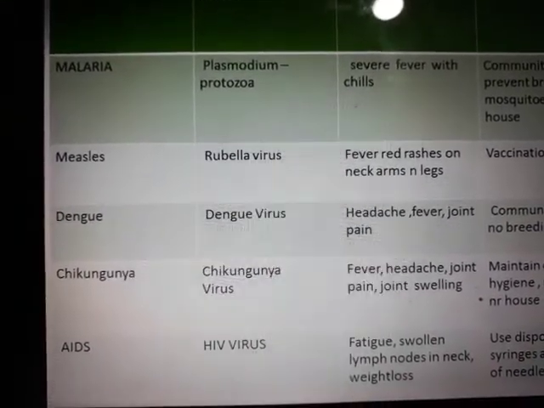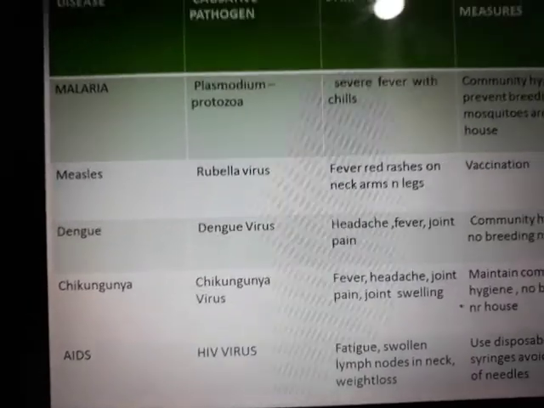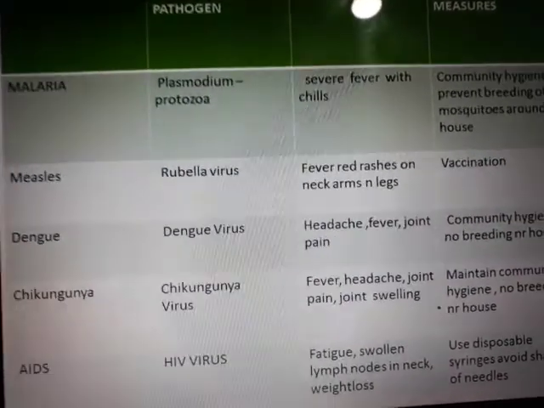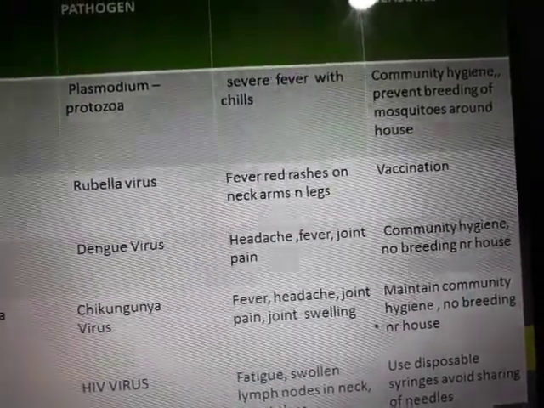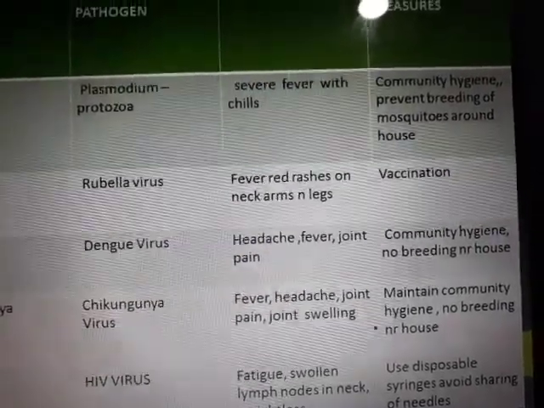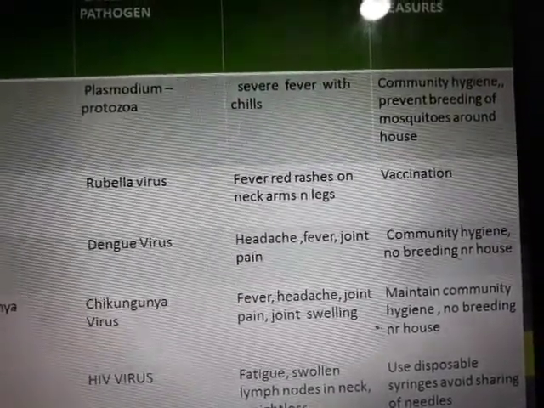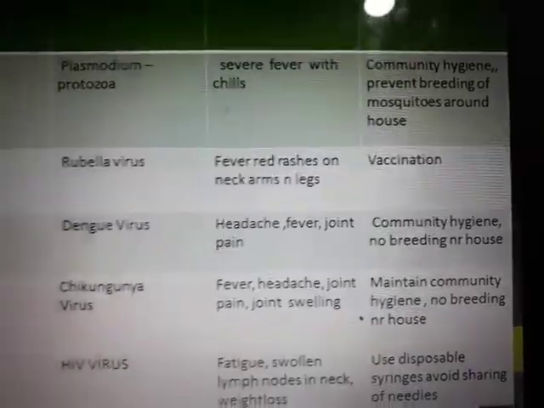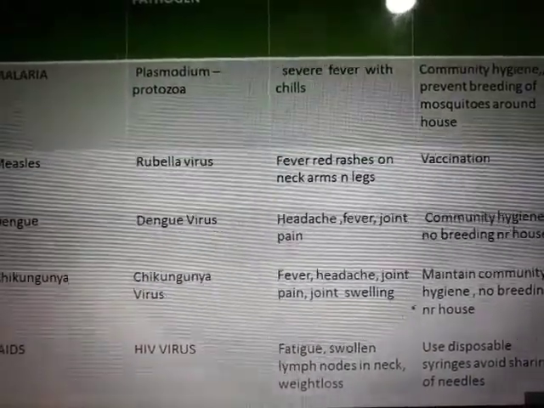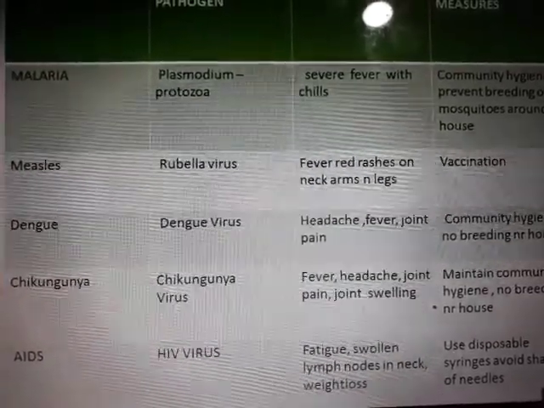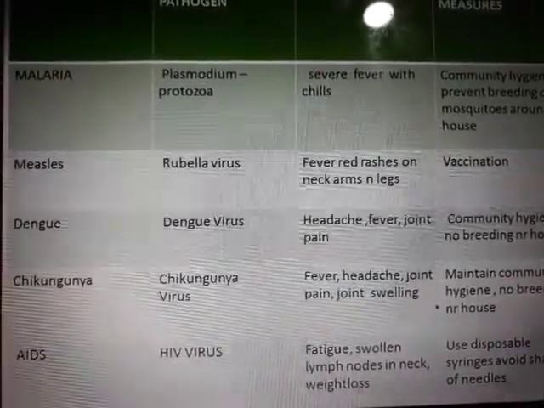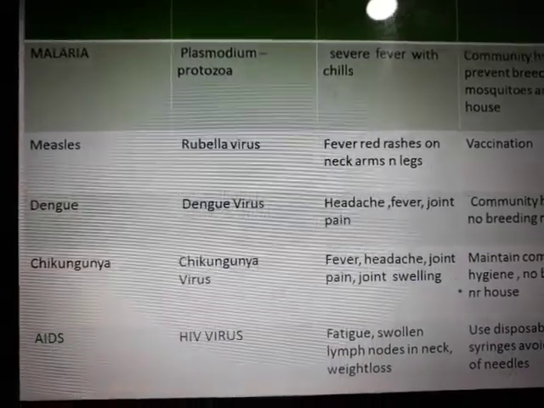Dengue, of which we face many cases here, is because of the mosquito. It is a virus again, and it gives a lot of headache, fever, and joint pain, because the fever is so high that it enters the bones, and then the bones start paining. For prevention, community hygiene, no breeding. We should not give any chance, so small stagnant water should not be allowed around our house or anywhere we go, where breeding happens.